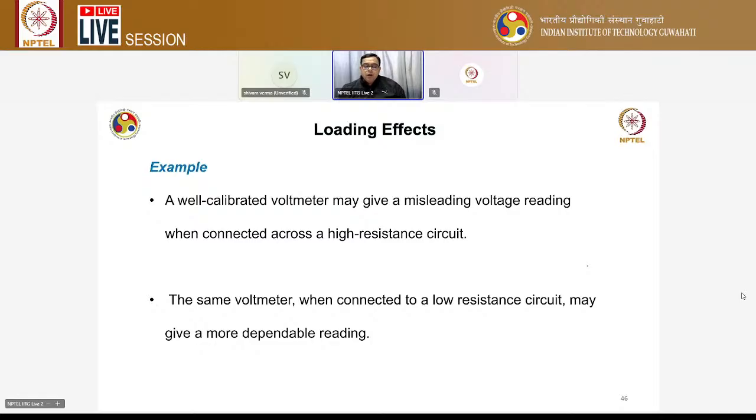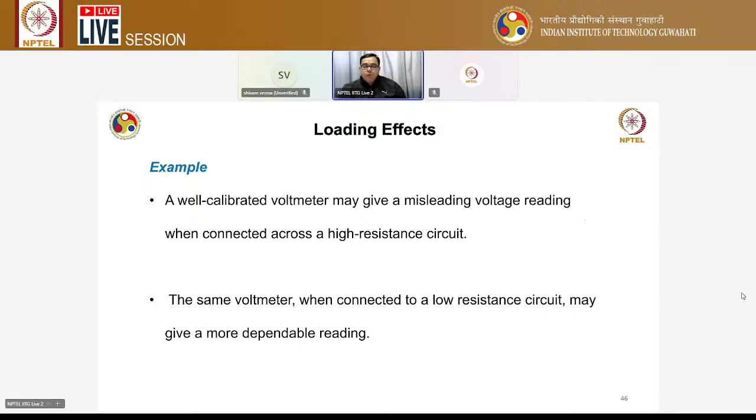A well calibrated voltmeter can give you a misleading voltage reading when connected across a high resistance circuit. This is because at this point, the resistance of the voltmeter and the circuit are comparable, and the voltmeter can draw a significant amount of current from this high resistance circuit. If it is drawing a certain amount of current, the result will definitely be erroneous.